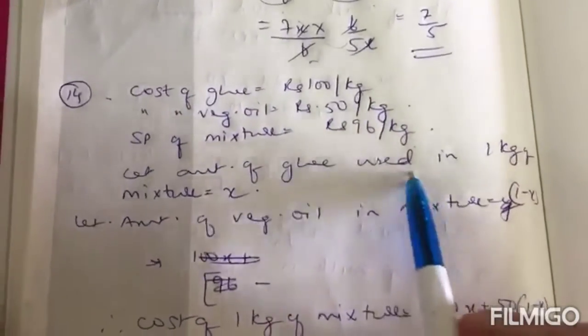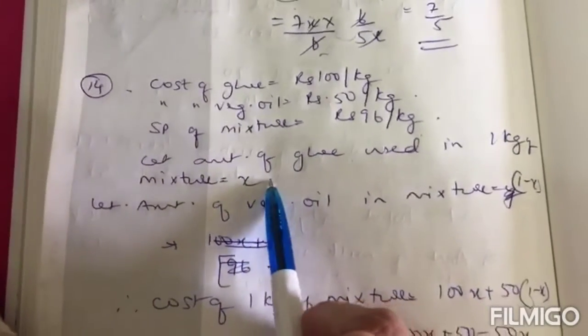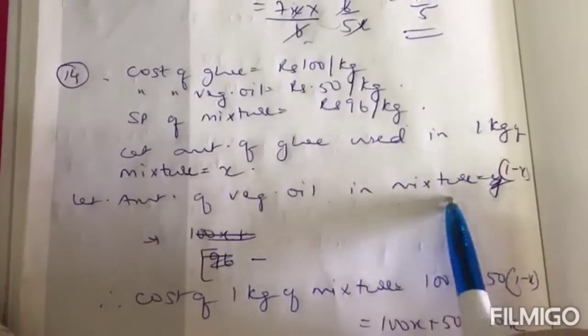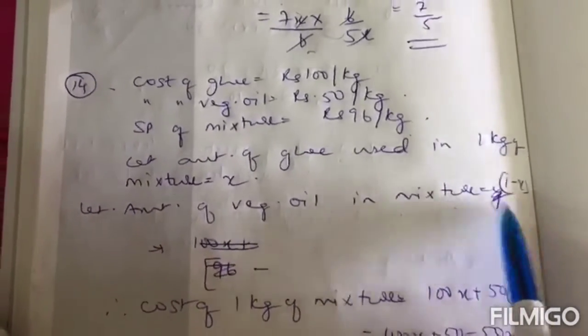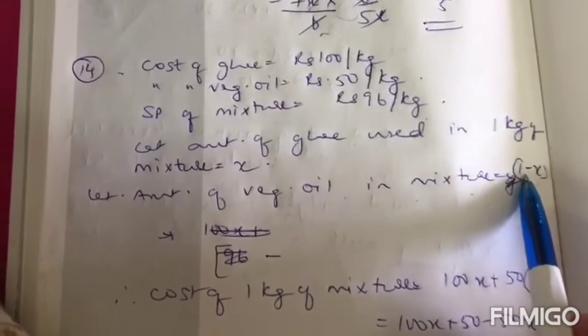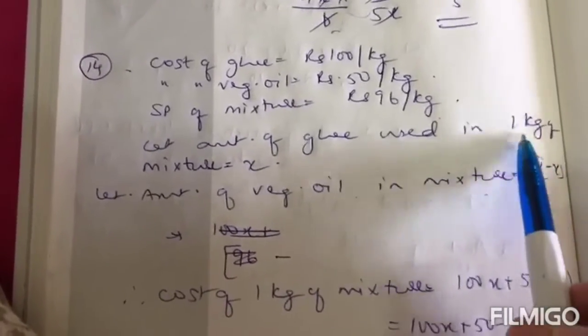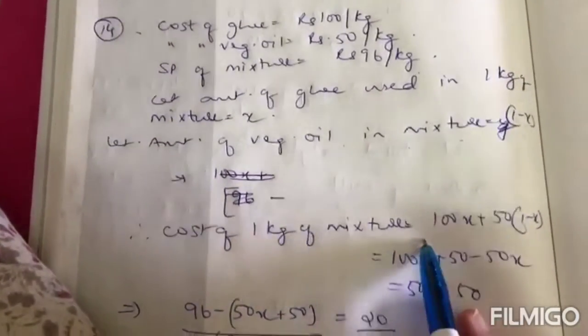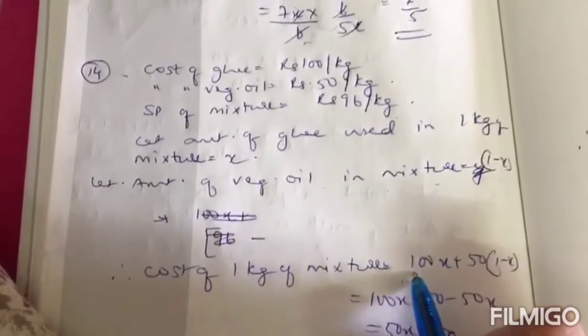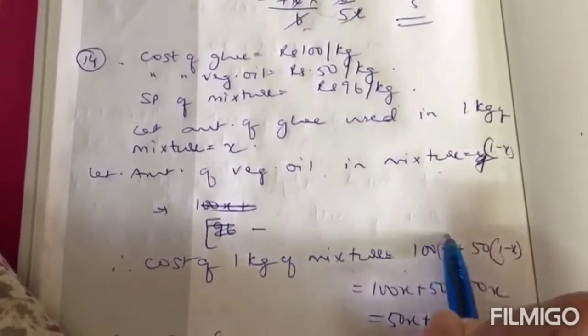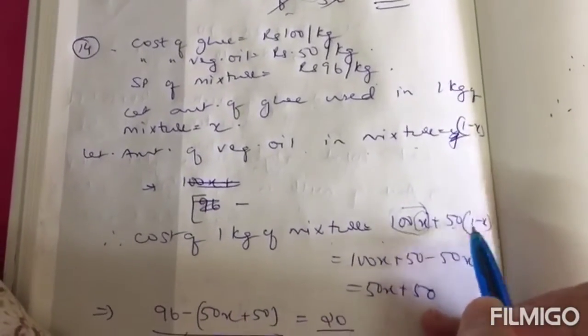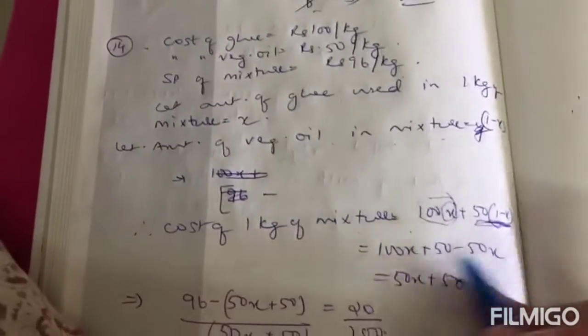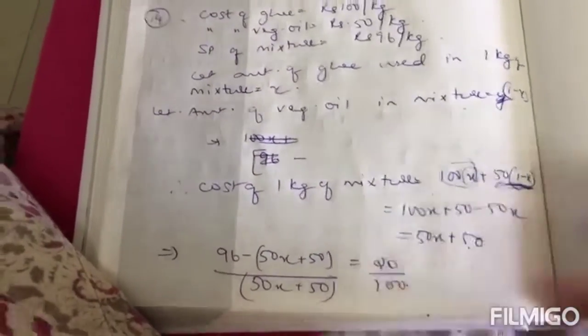Let the amount of ghee used in 1 kg of the mixture be equal to X. Therefore, amount of vegetable oil will be what? 1 minus X. Okay, how did I get 1? 1 is 1 kg of the mixture. So 1 kg of the mixture minus X kg of ghee is equal to the amount of vegetable oil. Therefore, cost of 1 kg of mixture will be 100 rupees into amount of ghee. This is the total cost of the ghee that is used in the mixture, plus 50 rupees into 1 minus X. This is the cost of the vegetable oil in the mixture. When you expand it, you will get 50x plus 50.